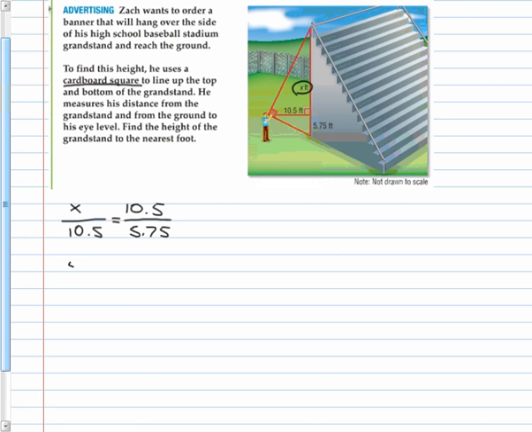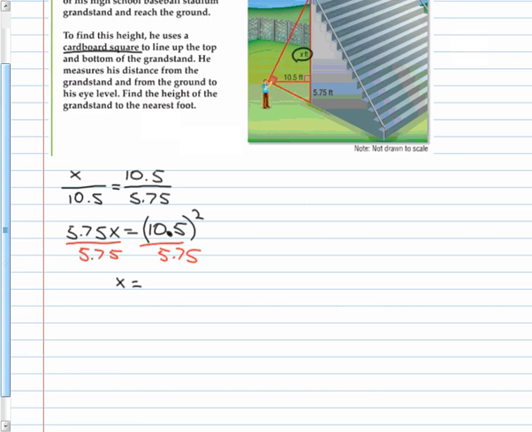So I know that 5.75x will have to equal 10.5 times 10.5. Sometimes we might call that squared. So if I then divide by 5.75, what do you get for x? 24.92? The x is 19.17? Yes, no, anybody else?